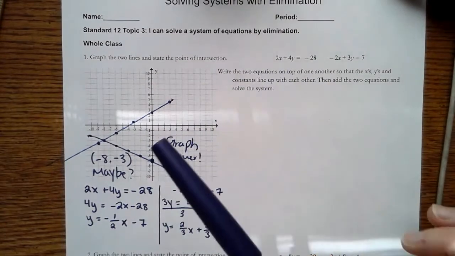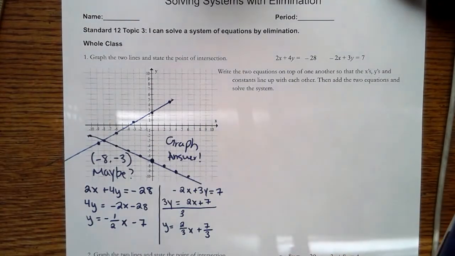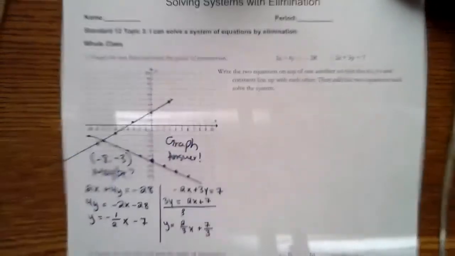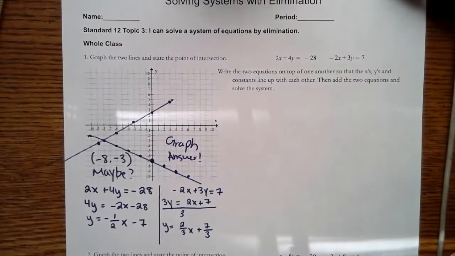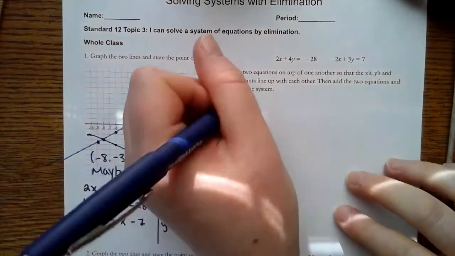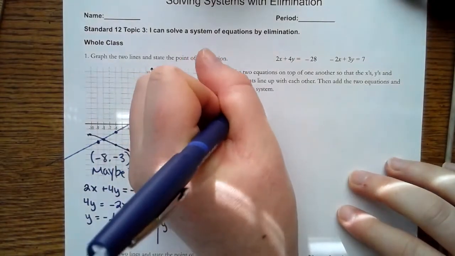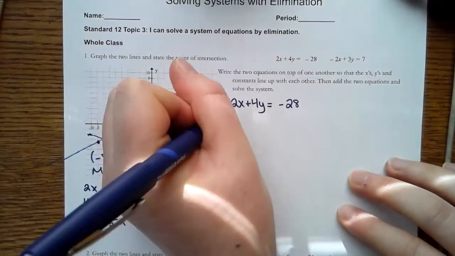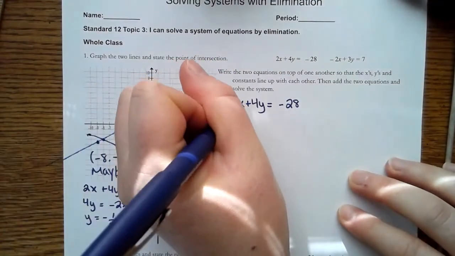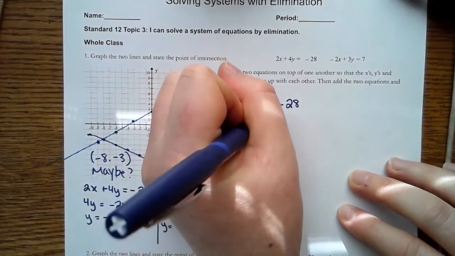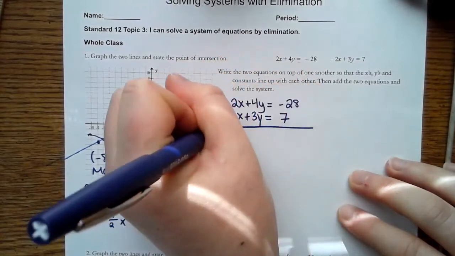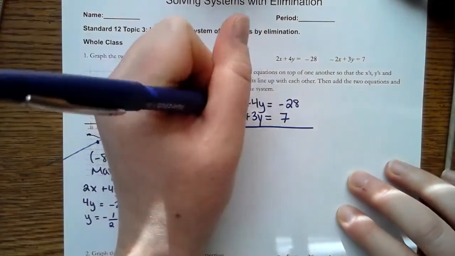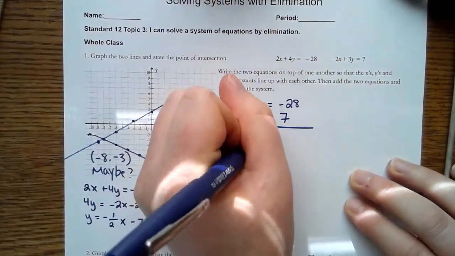So now let's try our new method. Write the two equations on top of one another so that the x's and y's and the constants line up with each other. Then add the two equations and solve the system. Okay, well, it says stack them and line them up. Add them together, so a big plus sign. So I'm going to combine like terms up and down. This is very new to us.